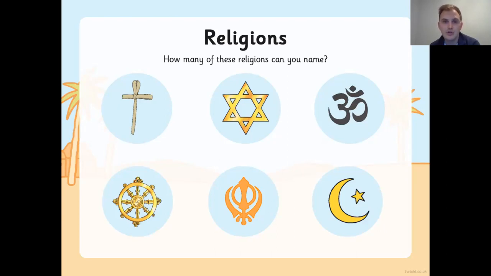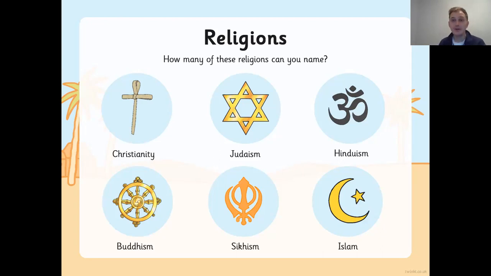Okay, so the first one is a cross. That's associated with Christianity. So you might be a Christian. Okay, the next one is a star, and that is a Jewish symbol. So it's Judaism. You've got Hinduism, Buddhism, Sikhism, and Islam. Okay, and those are all different religions that we have in our country, but also all around the world. And there are more. I couldn't fit all of them on. There are so many because so many different people believe different things.